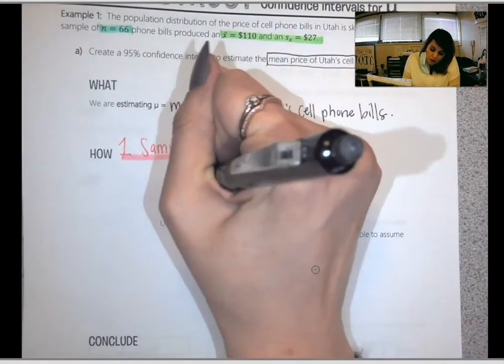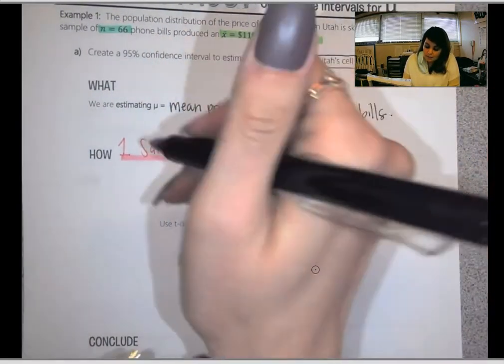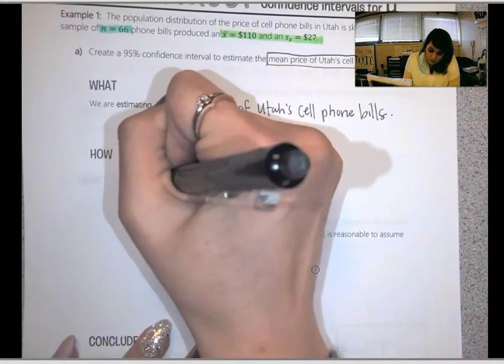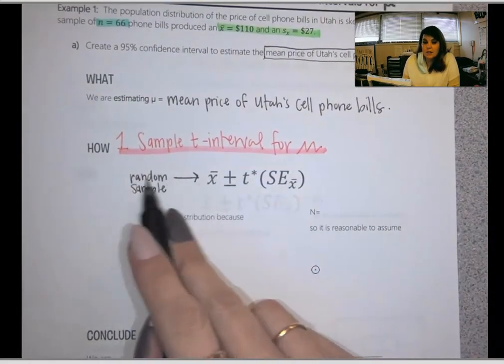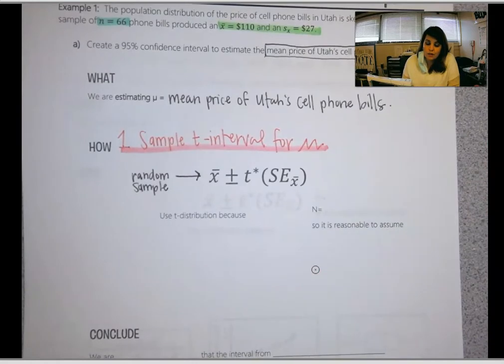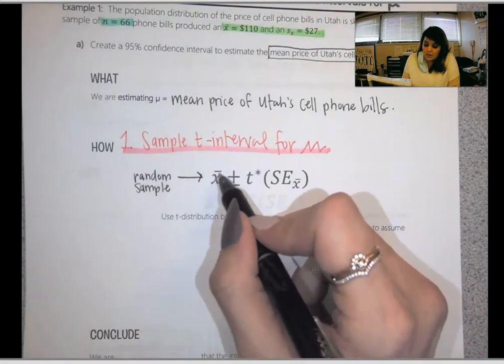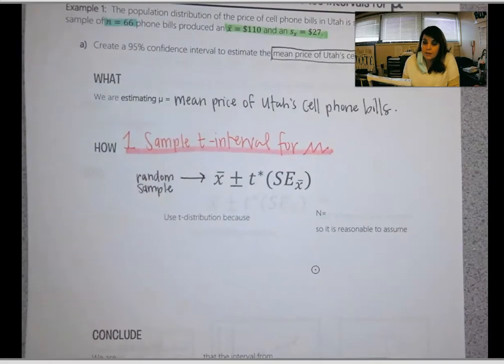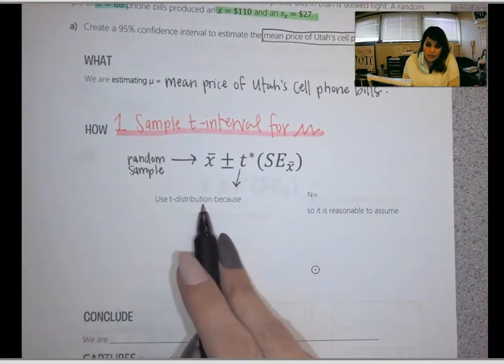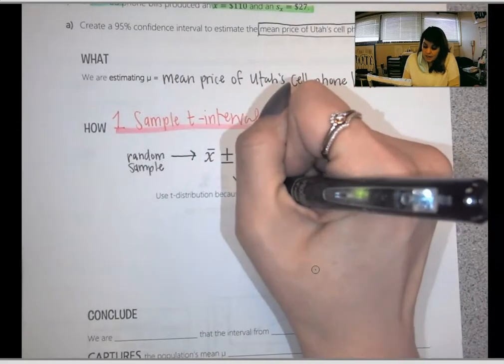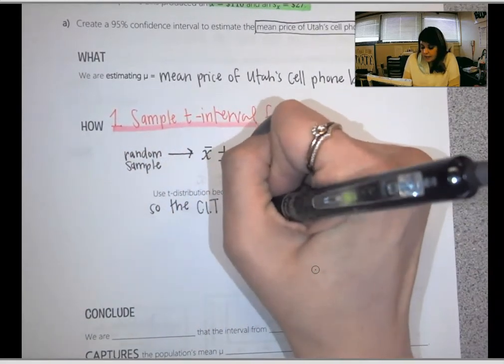So the X bar always reminds me to double check my sample was random, and it was. So I just write random sample. Nothing is typed here because you're not required to do this to get full credit. So this reminds me, did this sample come from a random method? T distribution. I'm allowed to use a T distribution because n is greater than or equal to 30, so the CLT applies.